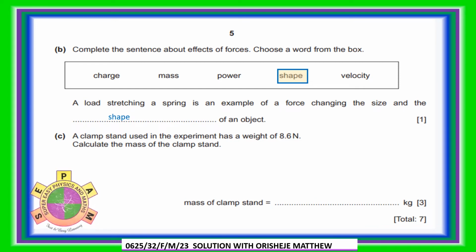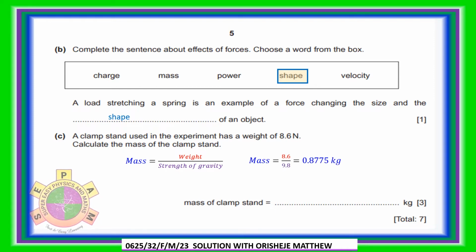A clamp stand used in the experiment has a weight of 8.4 Newton. Calculate the mass of the stand. So from there, you know mass is equal to weight divided by strength of gravity. So M is equal to W over g. So that is 0.8775. So approximately that is 8.8 kg. Because you are expected to put your answer in two significant figures.